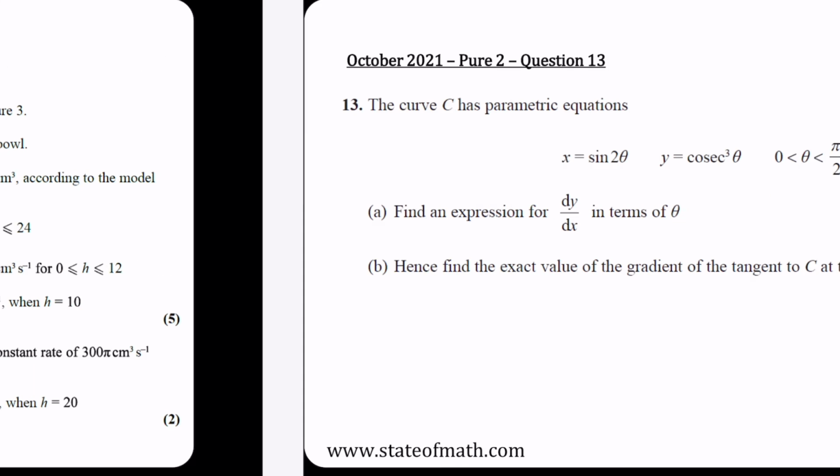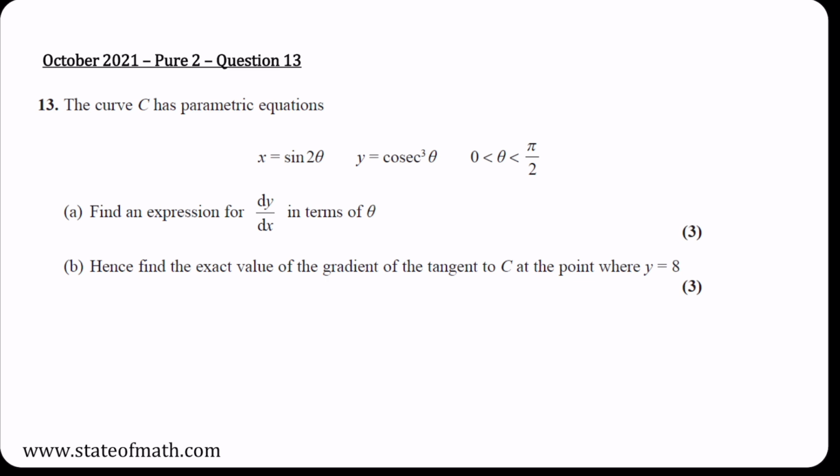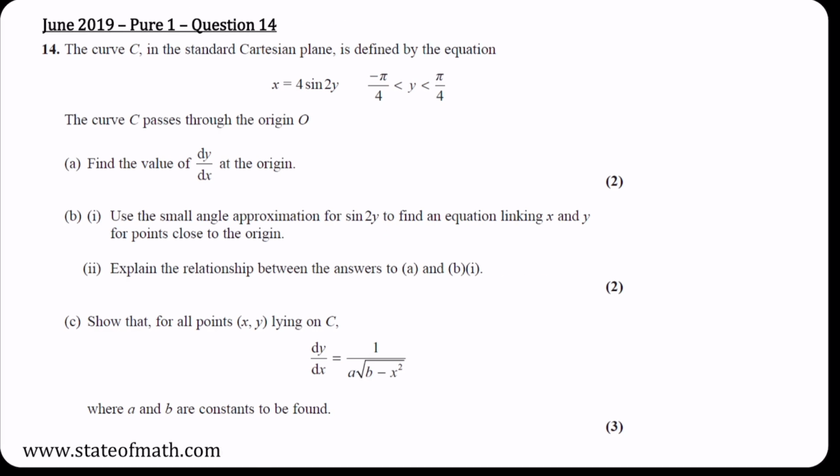And in October 2021, they decided to give you parametric differentiation. So we've got x, we've got y in terms of theta. You need to determine dy/dx in terms of theta and proceed accordingly. Or like June 2019, where we had x in terms of y. This is a classic question where you find dx/dy, and then you need to manipulate in order to find dy/dx in terms of x. So this can be a challenging question here.